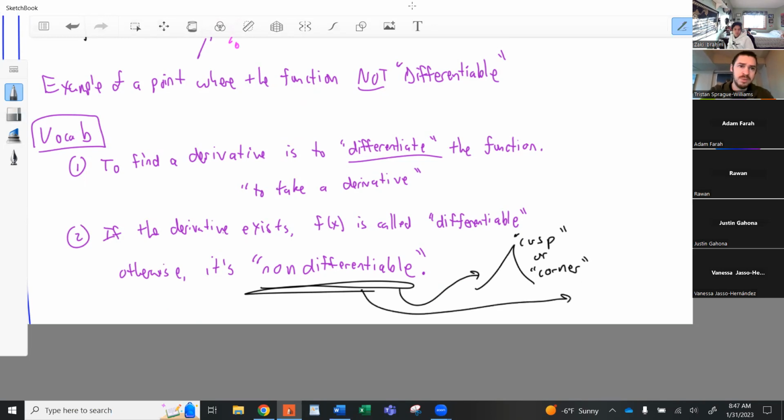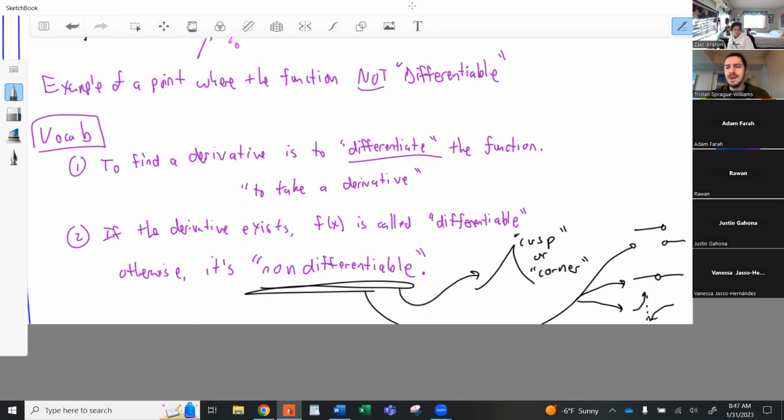Another way you can get non-differentiable is because of any discontinuity, like a jump, a hole, or a vertical asymptote of some kind. So this would be anytime f is not continuous, or discontinuous would be the word we used. It is also non-differentiable.